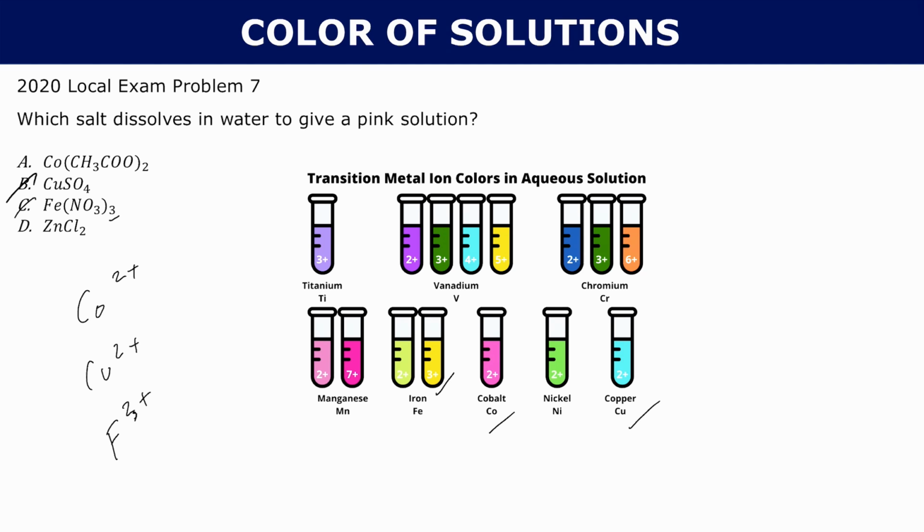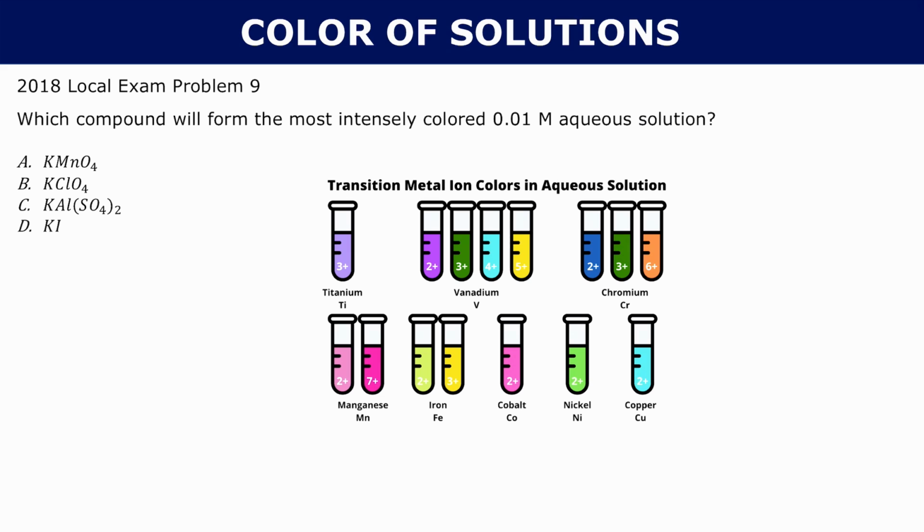And then D, we have zinc chloride. If you look, zinc isn't even on this chart, so it's safe to assume that zinc is going to be colorless. So the only answer choice that really makes sense here is going to be cobalt acetate, so answer choice A. Let's go on to another problem.